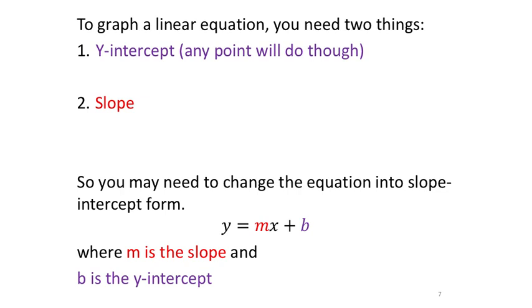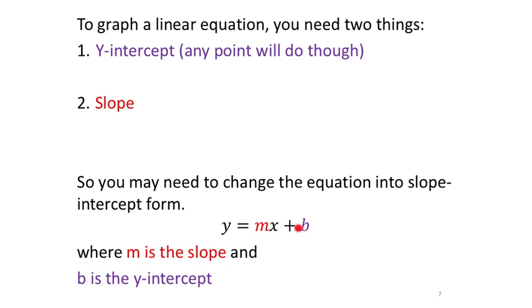Now, any point will do though, so if by chance we can find another point that makes the equation true, that's good. That's a good starting point, okay? But we always start with the y-intercept, and then from there, we use the slope to find all the other points. And we see that slope-intercept form down here at the bottom, y equals mx plus b, it gives us the slope and also the y-intercept.